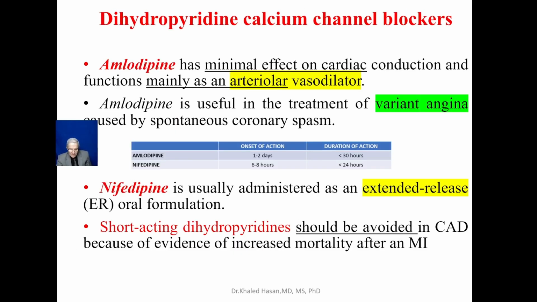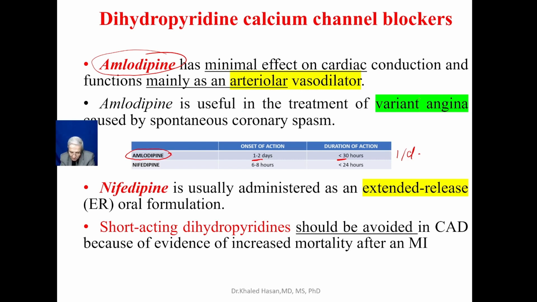Next, we have the dihydropyridine calcium channel blockers. Here we are still speaking about angina pectoris. Amlodipine has minimal effect on cardiac conduction and function, mainly acting as an arterial vasodilator. Amlodipine is considered a long-acting medication. Onset of action is 1 to 2 days and duration is about 30 hours, so this one is taken once per day.